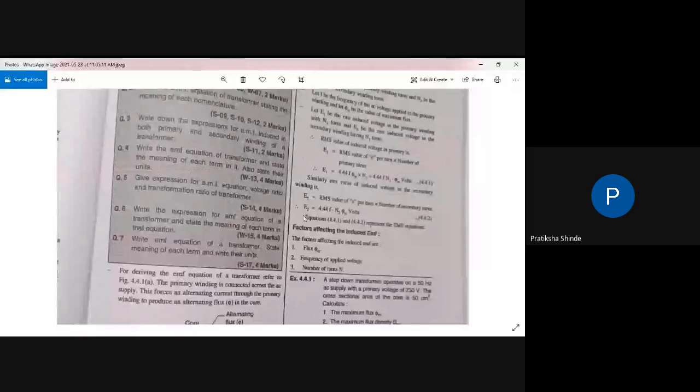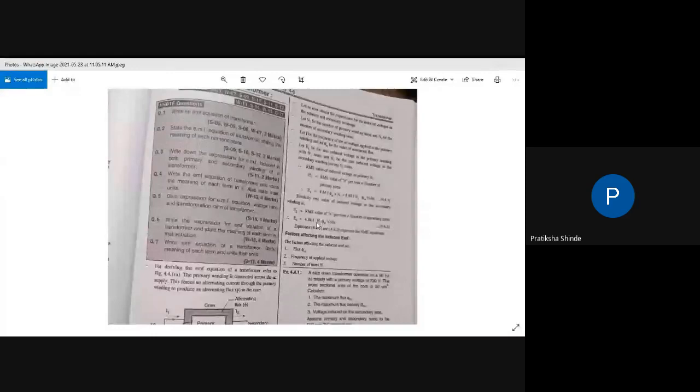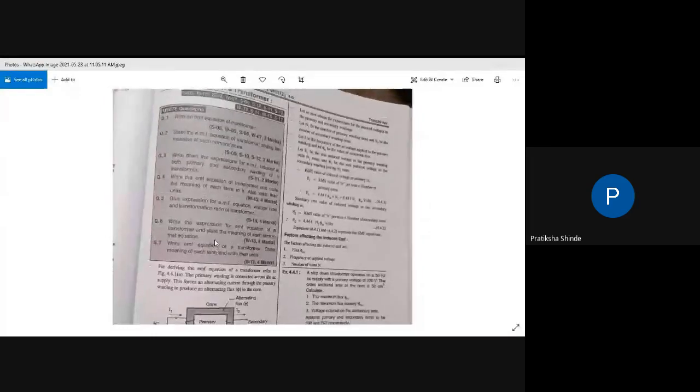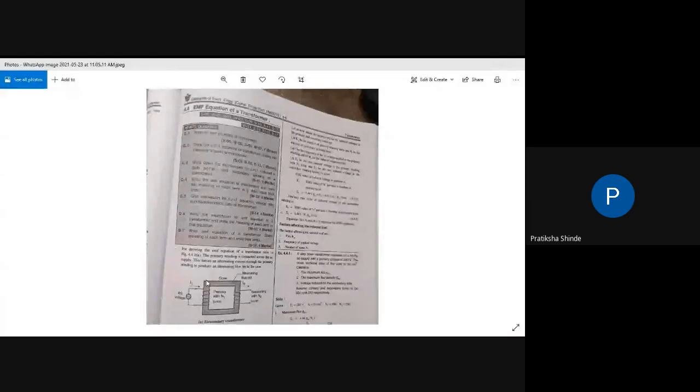On this EMF equation, we have to solve the numericals. So, shall we start with the numerical? Ma'am, can you repeat the equation one time? Okay, just a minute. What is the EMF equation? For your primary it is E1, and the EMF equation for the secondary is E2.